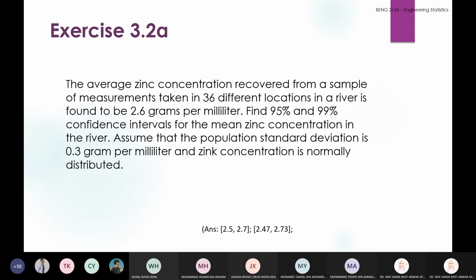As we have seen, this is a known population variance because we have the value of the population standard deviation. We just have to find two different confidence intervals, one at 95% and another at 99%. The number of samples is 36, and the sample mean is 2.6.